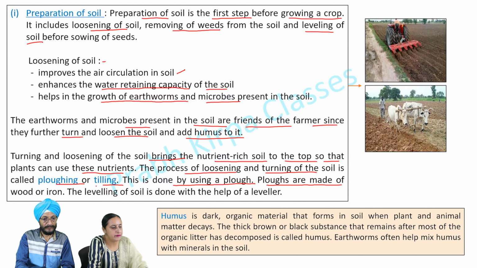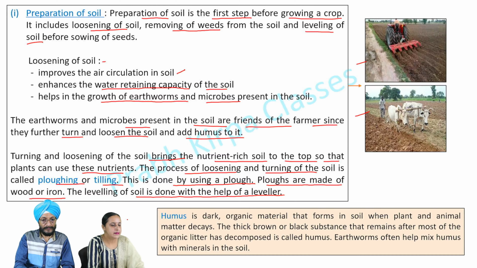Plows are made of wood or iron. The leveling of soil is done with the help of a leveler. In the given picture, you can see that the soil is being prepared for growing a crop.